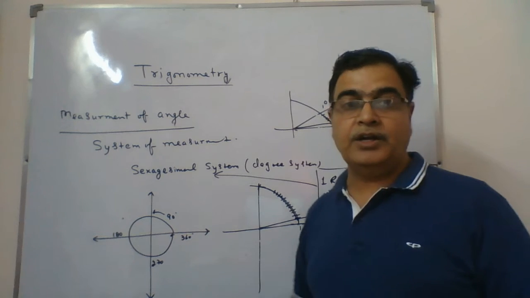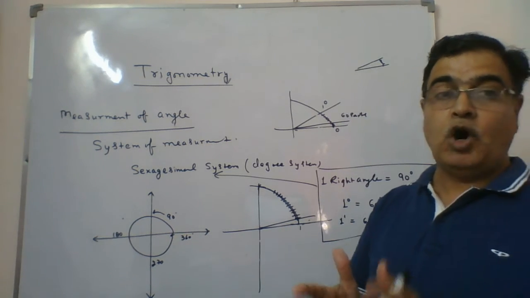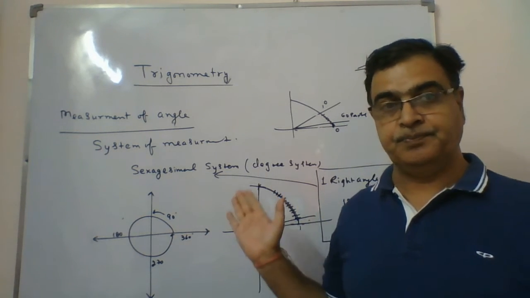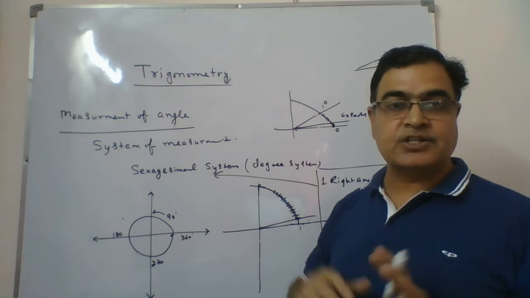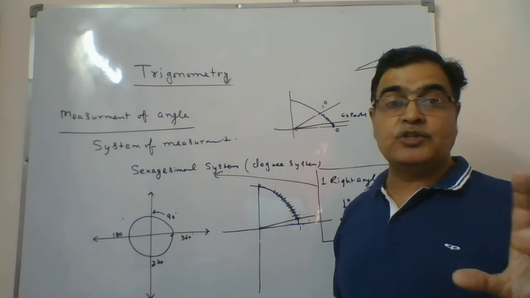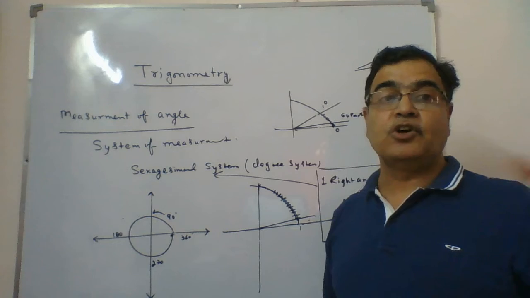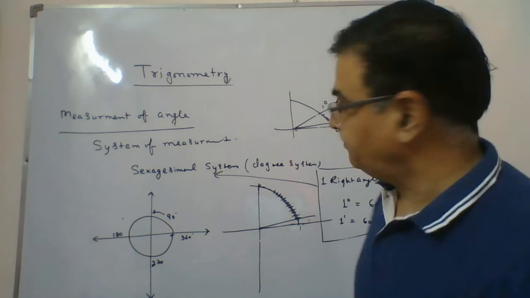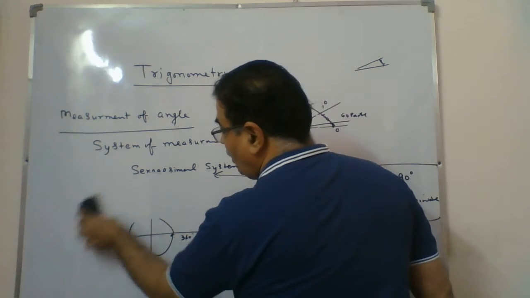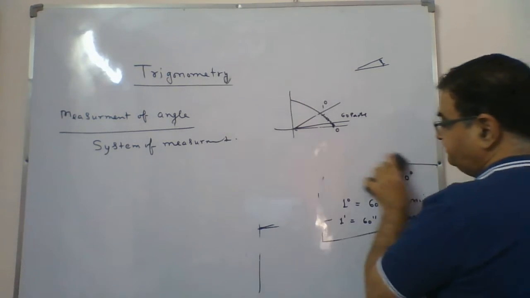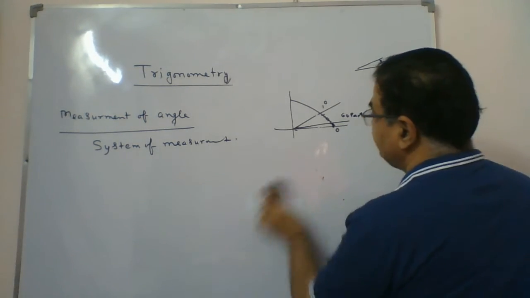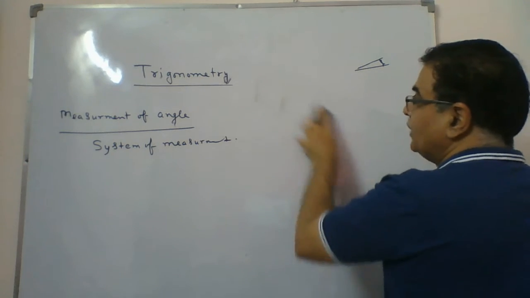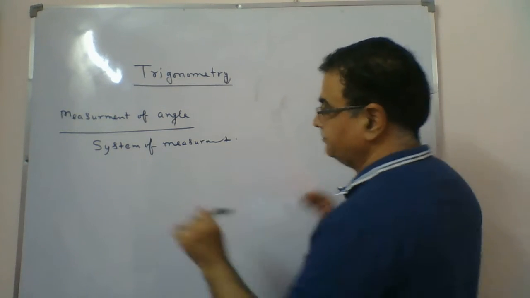This will be called the degree system or sexagesimal system. So this is the first system by which we are measuring the angle in terms of degrees, minutes and seconds. The second system is called the grade system.